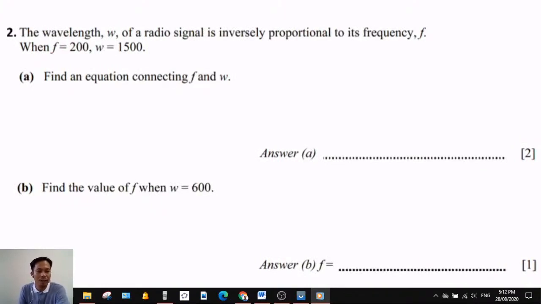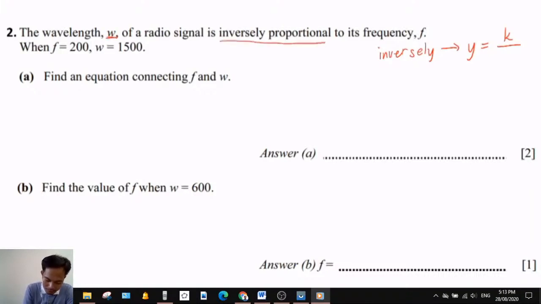Number 2, the wavelength W of a radio signal is inversely proportional to its frequency f. When f is equivalent to 200, W is equivalent to 1500. So I'll be using now the inversely. For inversely, whatever is the first variable is equivalent to k divided by whatever is the second variable. Here W is inversely proportional to its frequency, so it's k divided by f.